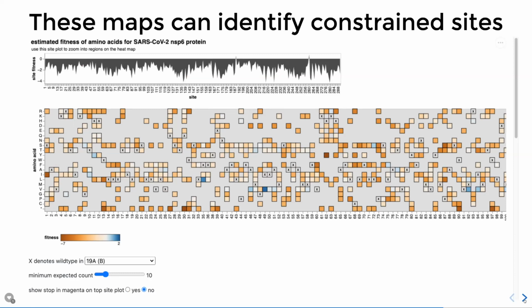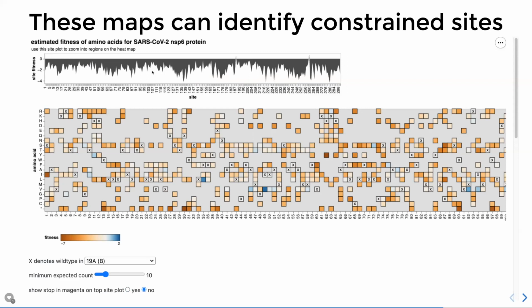So this is now something you could reasonably think of as a drug target, because if you look across the sites, there's quite a bit of amino acid level constraint. The average effect of mutations is deleterious at most positions in NSP6. And corresponding to that, there's very little blue and a lot of red in these heat maps.